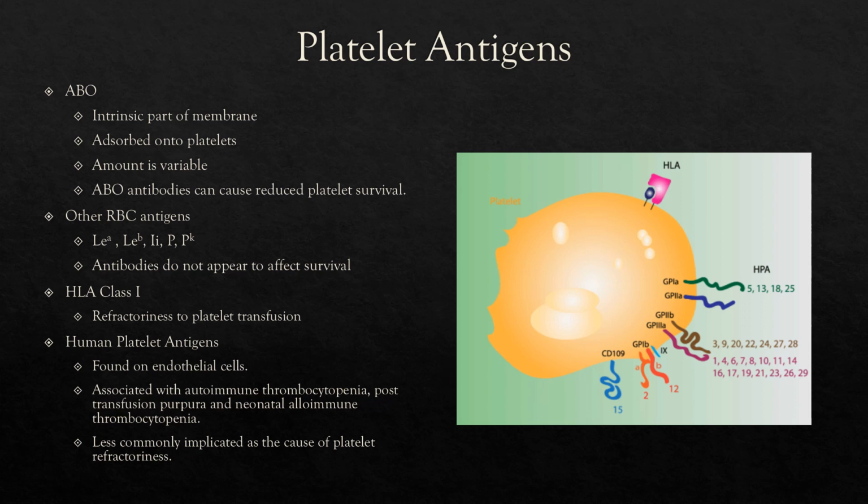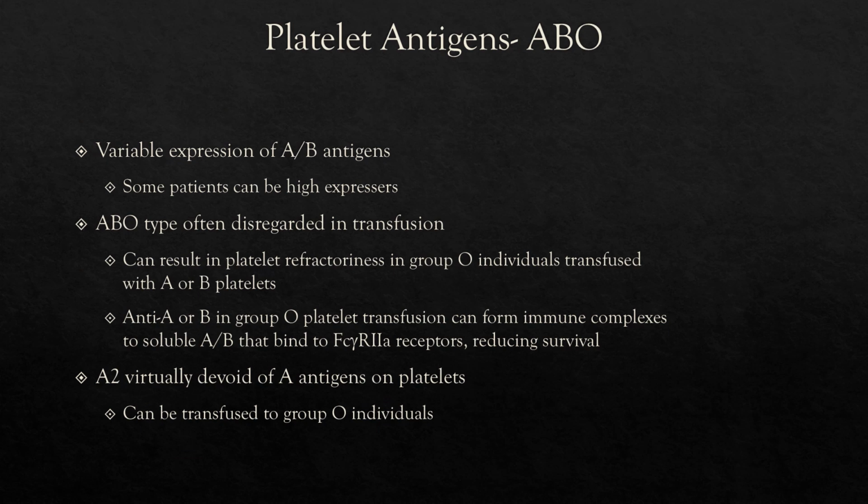ABO, as well as a few other RBC antigens, as well as HLA class I and human platelet antigens, are all found on platelets. AB antigen expression on platelets is highly variable. Some may be high expressors, while others, like A2, have virtually no A antigens on platelets. ABO type is often disregarded in transfusion of platelets, and this can lead to platelet refractoriness.